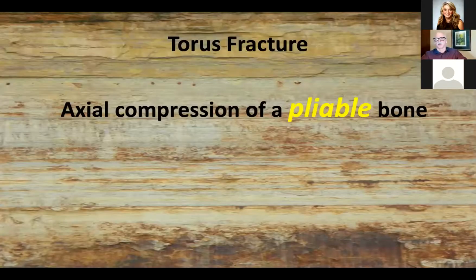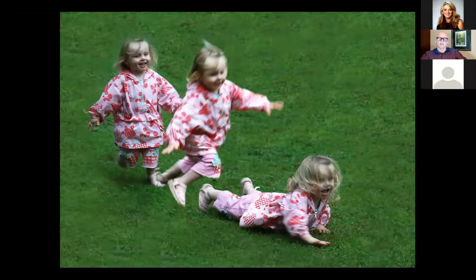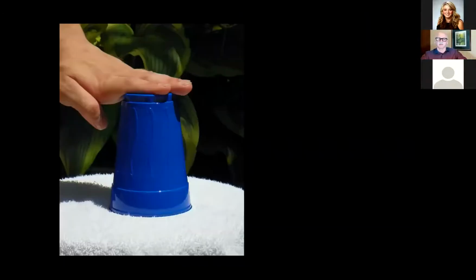Well, a Torus fracture is the axial compression of a pliable bone, and pliable being absolutely the key word. They're typically from these absolutely nothing injuries. A child running and falls down a single step. The mechanism sure sounds like nothing ought to have happened, and yet the child won't move the arm or leg because it hurts. They don't swell, they don't get ecchymotic, and it's very unobvious sometimes.